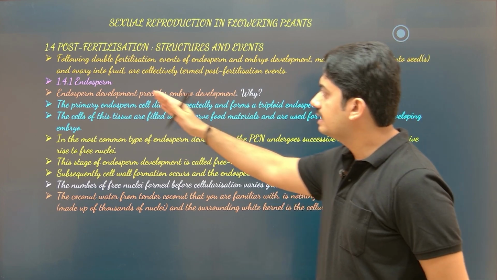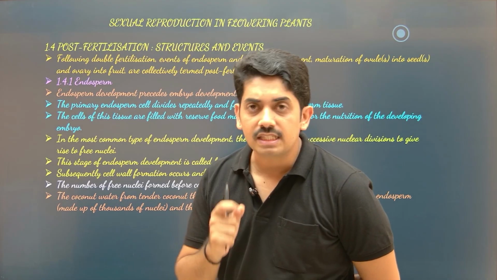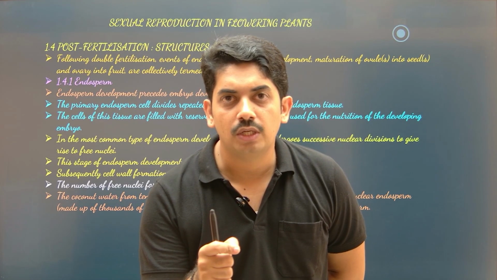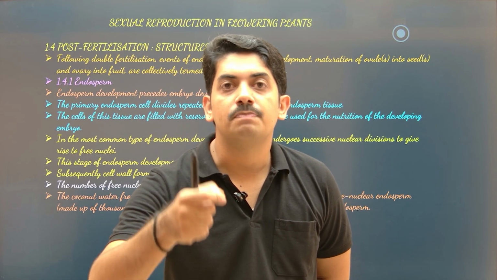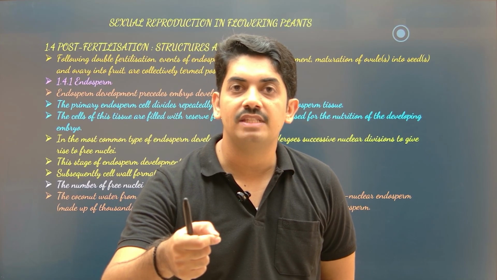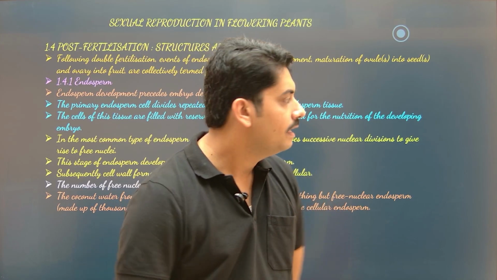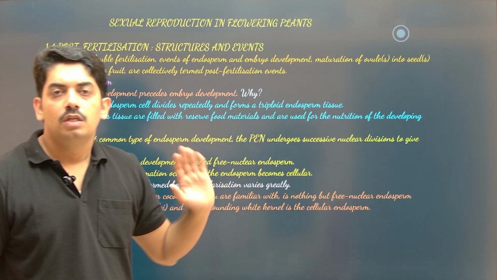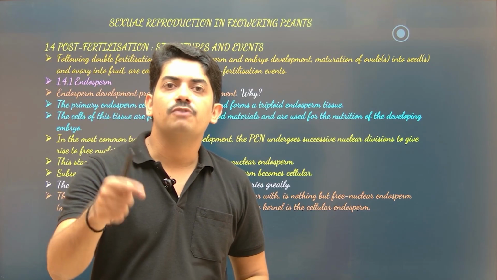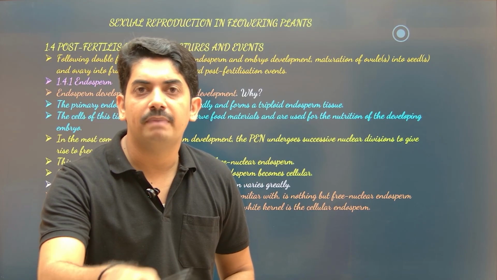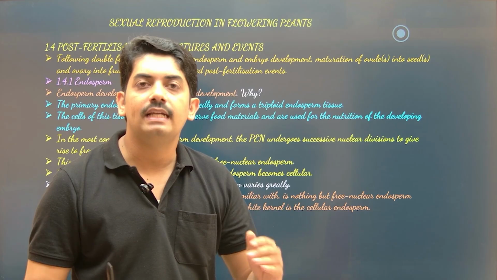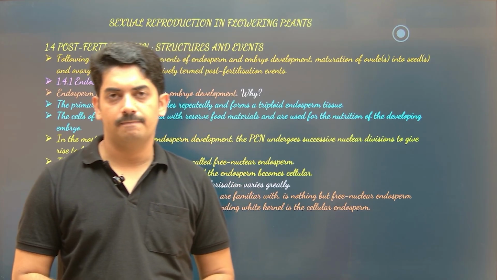In that, first one is endosperm. Just now I said, what is endosperm actually? When the primary endosperm nucleus undergoes fertilization with the help of male gametes, endosperm is formed. Now tell me whether endosperm is formed first or embryo development takes place first. Definitely endosperm formation takes place first.